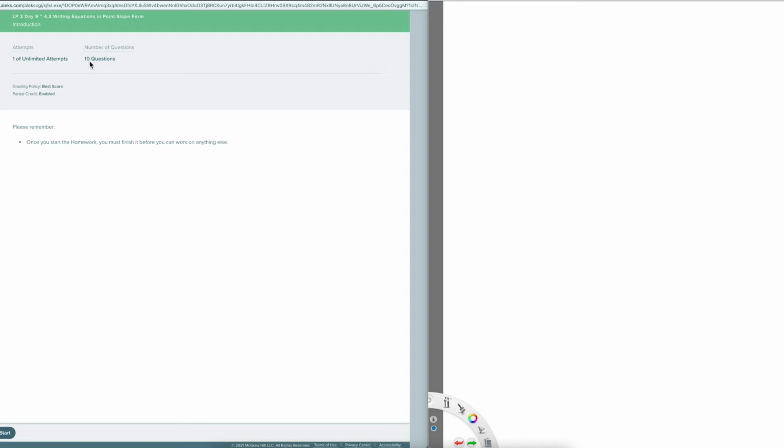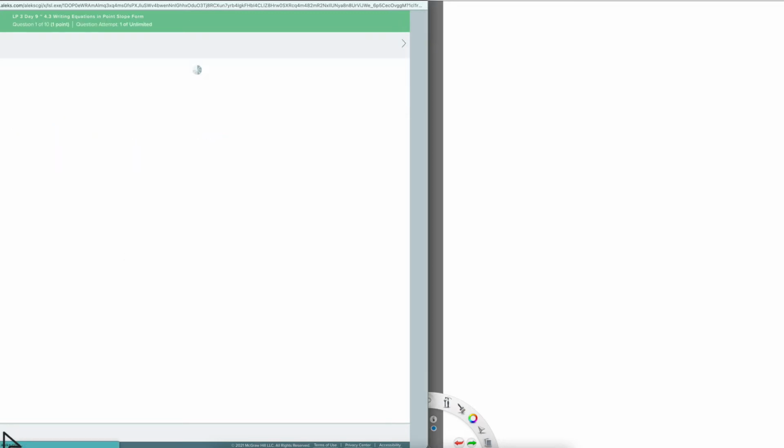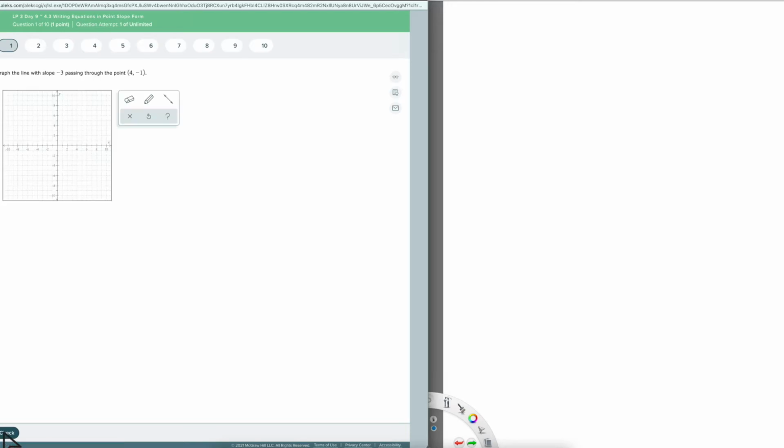So down here it always says once you start the homework, you must finish it before you can work on anything else. And what that means is if I click start, then on your screen, this is the other thing you won't see on my screen, but you will see it on yours, there will be a submit assignment button down here in the bottom right corner. Whenever we're ready to leave this screen, it doesn't matter if we've completely finished the assignment or not, we immediately click on submit assignment. That way, number 1, you get to see what the grade is for it.